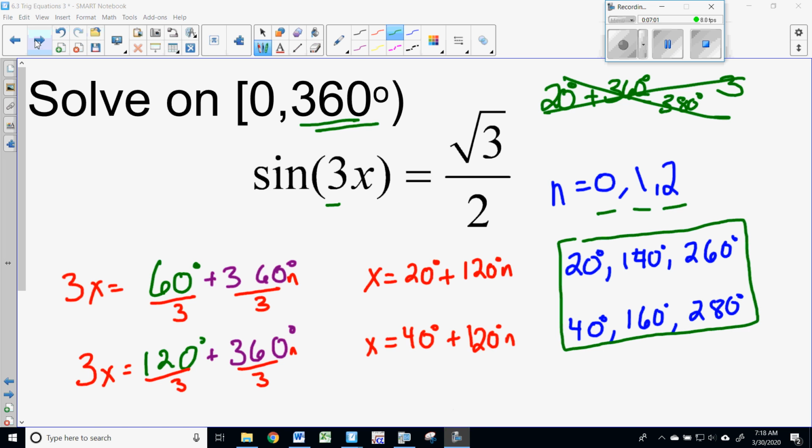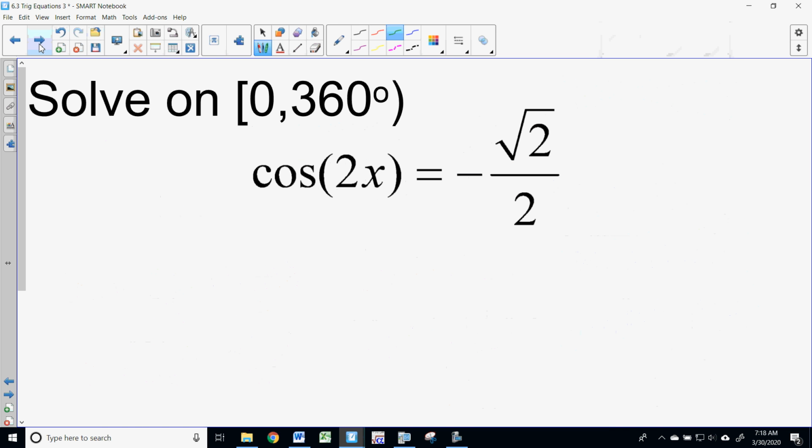Okay, let's look at another one. Cosine of 2x equals negative square root of 2 over 2. So the first thing we want to do is find where cosine is equal to negative square root of 2 over 2. And that is 135 and 225. So we're just doing this like before, finding our 2 answers on the unit circle. But this is equal to 2x.